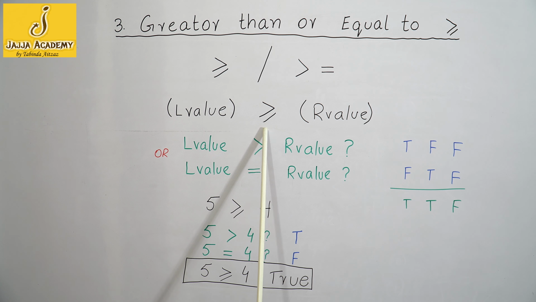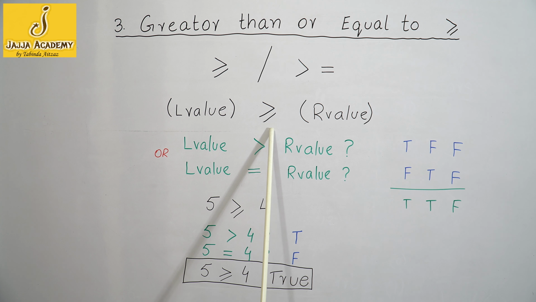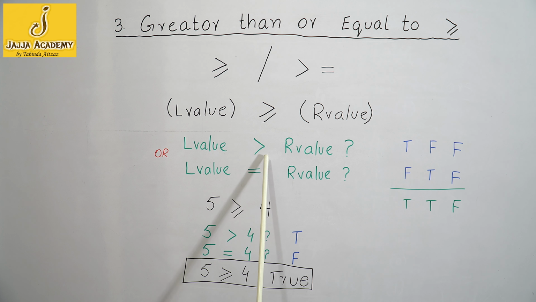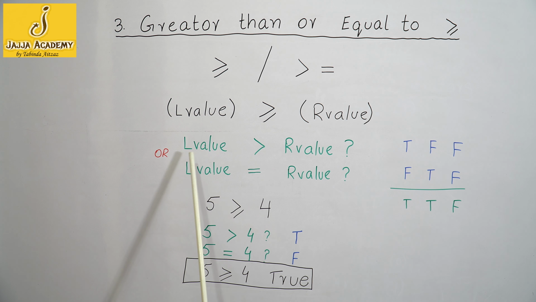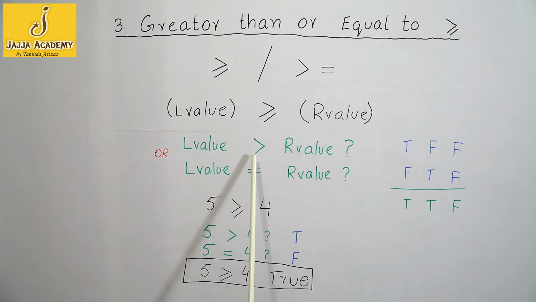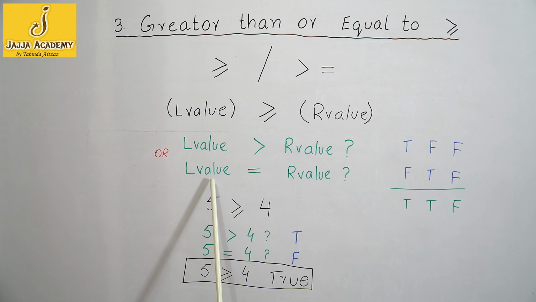In order to understand the function of this operator, we can split it into two separate lines, as this operator tests two conditions. It checks whether the left value is greater than the right value or the left value is equal to the right value, and if any of these two conditions is true, the answer will be true.